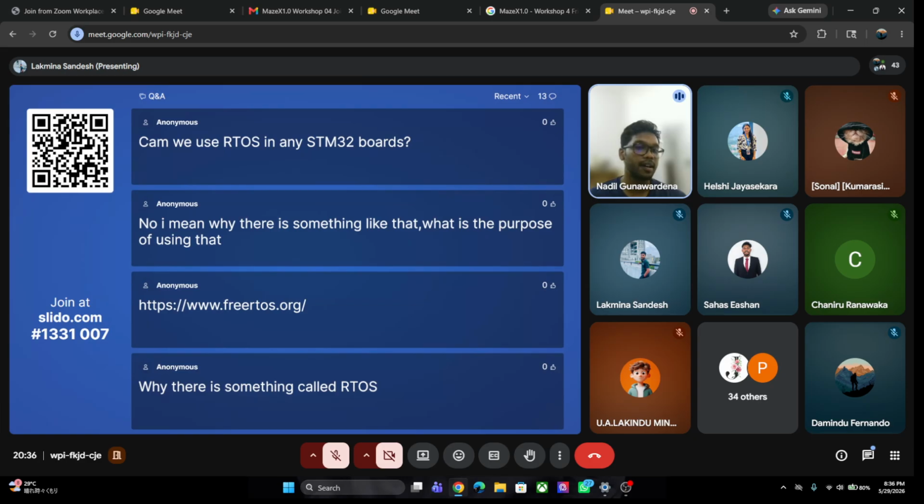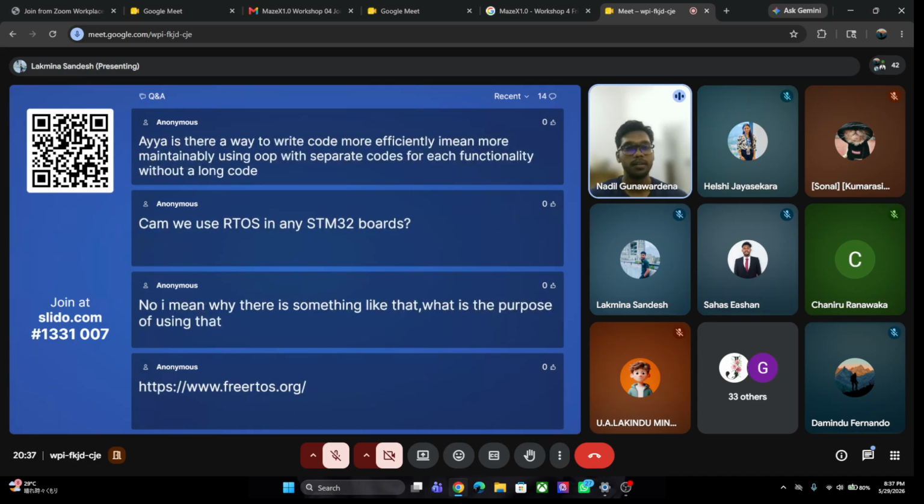Actually, I highly recommend using RTOS in developing microcontrollers because it just reduces bugs. Rather than getting sensor readings, getting encoder readings, and computing flood fill, all those things in just one code, you can use RTOS to run things in parallel. It's a way to write code more efficiently and maintainably, with separate code for each functionality without long code. Yeah, definitely.